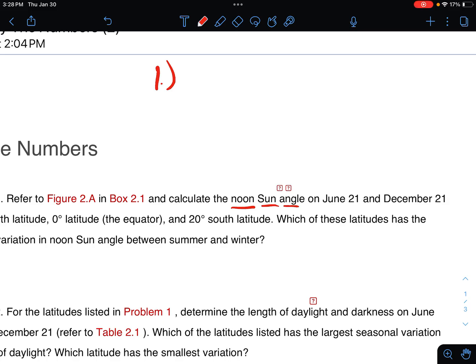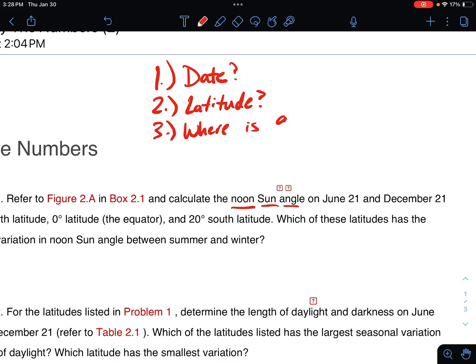The first thing you need to know is the date in question. The second thing you need to know is what latitude, that is, where are you on the Earth? The third thing you need to know is where on Earth is there a 90-degree noon-sun angle? And that's actually a tricky one. We'll get to that in a second.